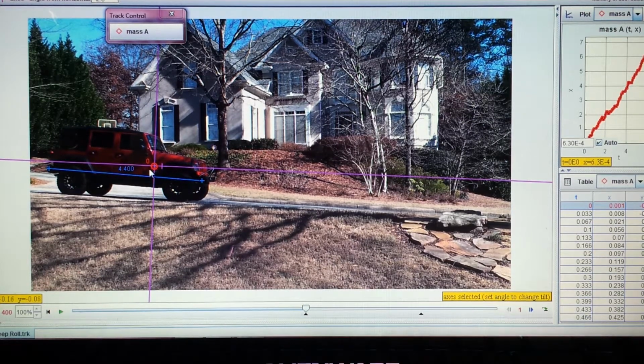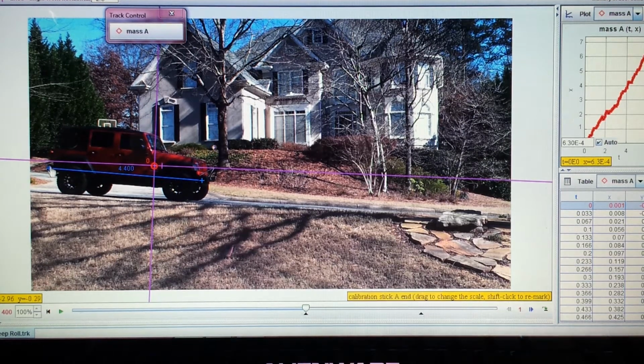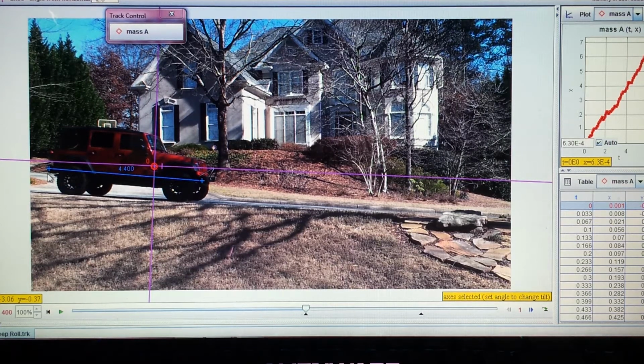I used the decal on the side of the Jeep as the average position, as it gave me an easy target on which to mark my position throughout all the frames of the video. The scale was set to 4.4 meters, as I could easily measure from the front to the back of my Jeep, which was that length, and the total time for the segment was 6.5 seconds.